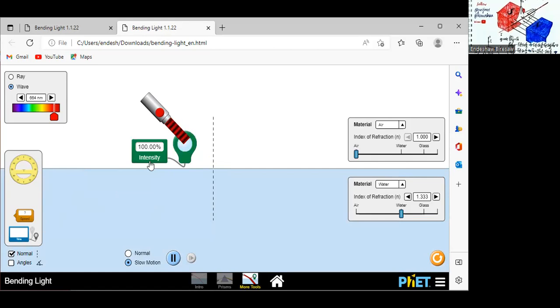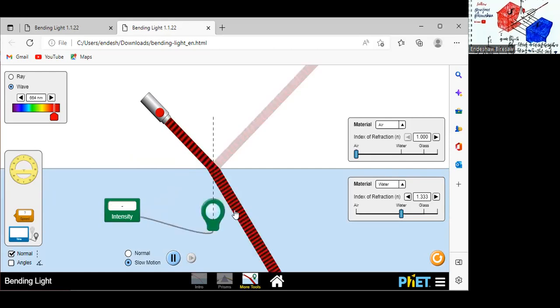There is no bending of light. It moves in straight lines. And after refraction, let us see, this is 94.72 percent. It indicates the intensity has decreased. If the intensity is decreased, the amplitude also decreases. Also, we can measure the speed of such waves after refraction.